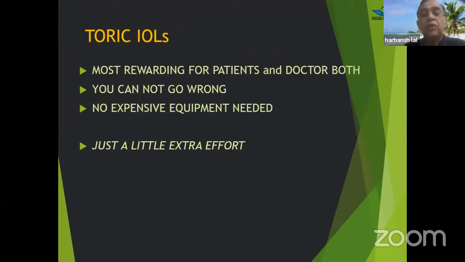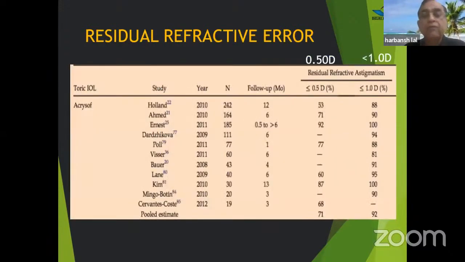So this is most rewarding for the patient and the doctor both, and you cannot go grossly wrong in this. You can do no harm to the patient, and you really need no expensive equipment. Just a little extra effort is required. Even if you don't have anything, you can still go ahead with the toric IOL.